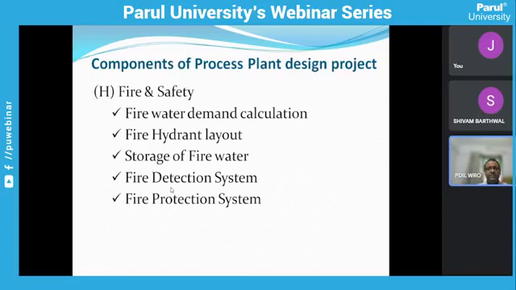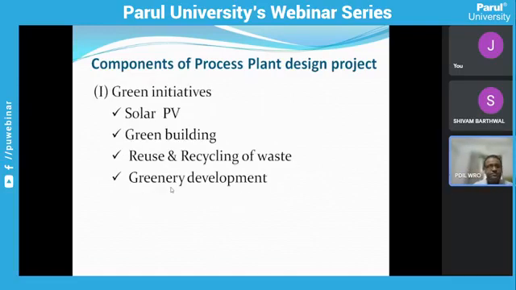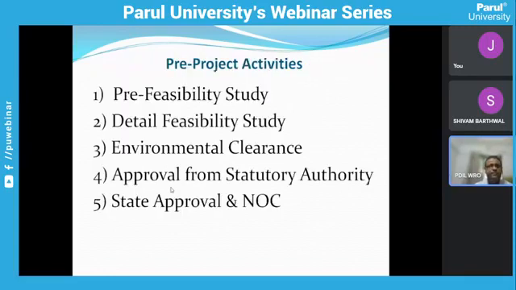The fire and safety team is basically preparing documents like fire water demand calculation, fire hydrant layout, storage of water, fire protection system, and fire detection system. Another thing which is presently most important, because we have to think about the alternative source of energy, like solar PV, green building, reuse and recycling of wastes, and green energy development. These are new additions for a chemical process plant.